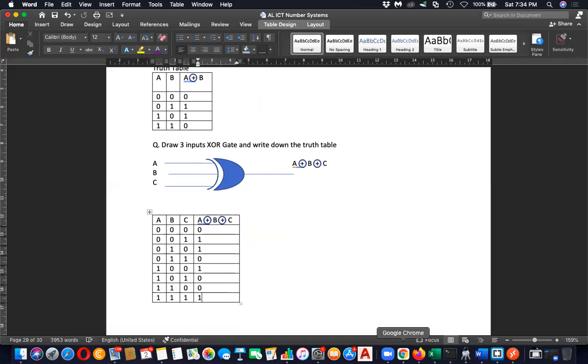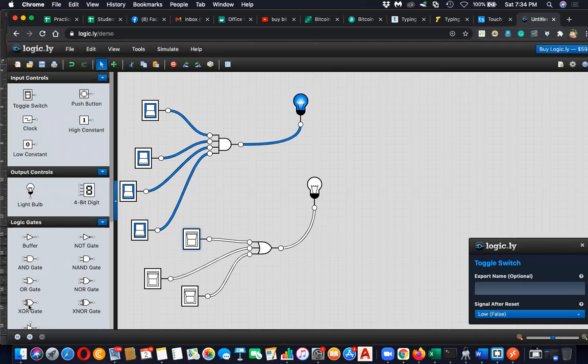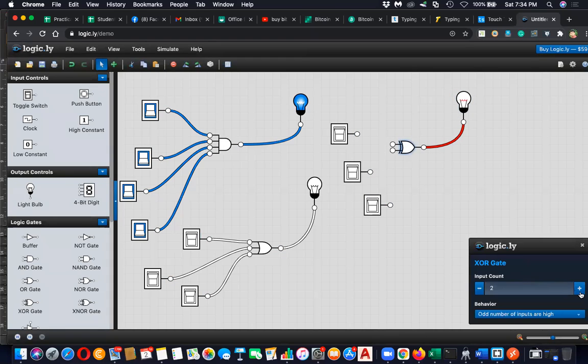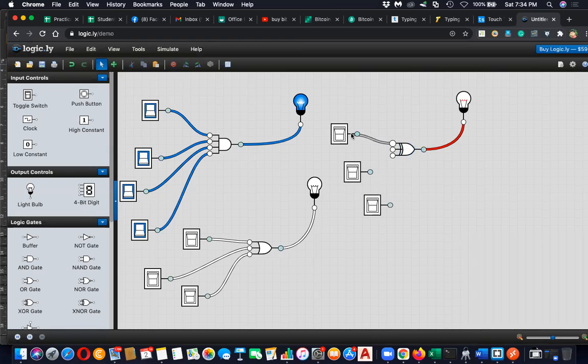Let me show an example, then you will understand this. Let me demonstrate using the XOR gate. I'm going to take 3 switches to demonstrate this and a bulb to get the output. Here I need 3 inputs. We'll connect 3 inputs to these switches. So all 3 are 0.